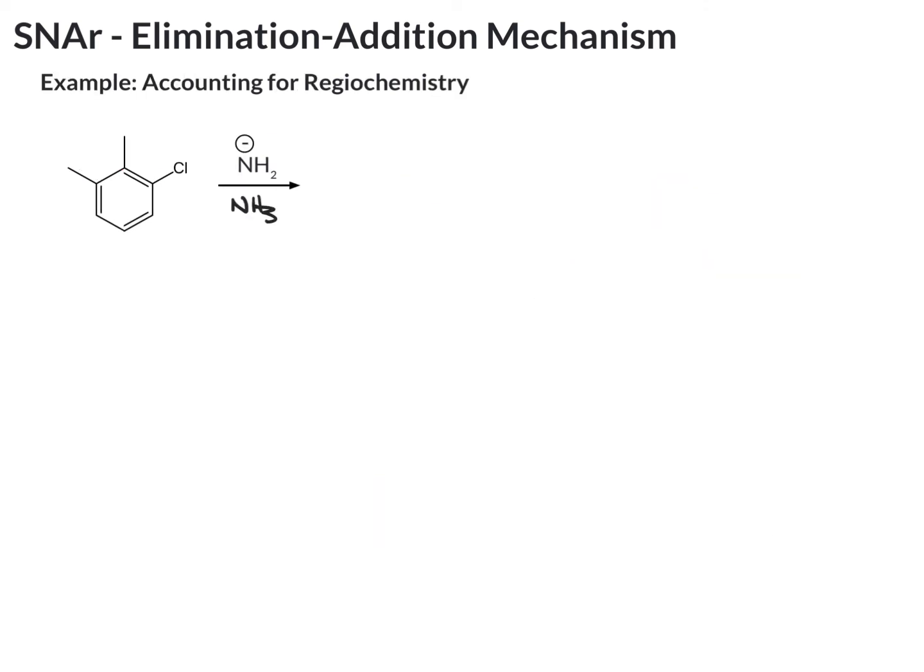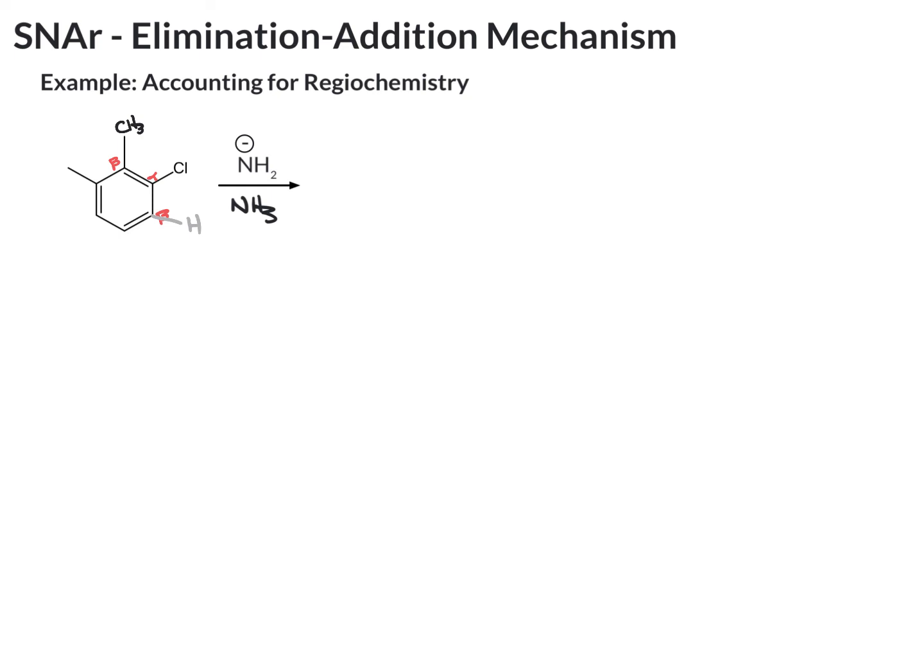All right, here I just want to show you one example of predicting the products for this elimination addition reaction. And we have our aryl halide, which is a chloride. We have our strong nucleophile, NH2, along with the NH3. So look for beta hydrogen. The chlorine, we'll say that's on an alpha carbon. We have a beta carbon here and a beta carbon here. The one on the top, there's a methyl group there, so there's no hydrogen. But the one on the bottom, there is a hydrogen.